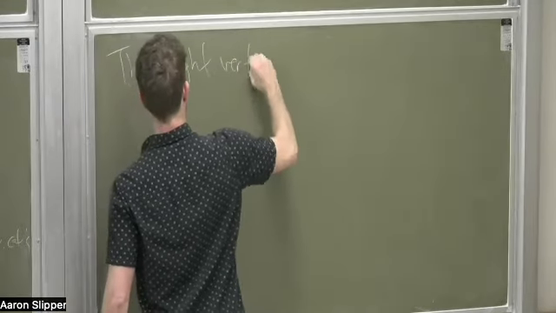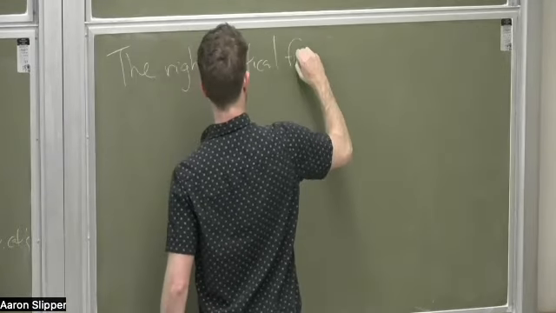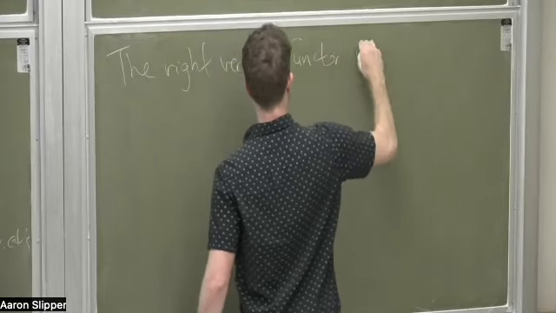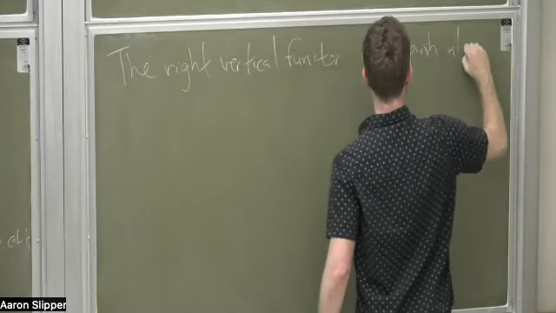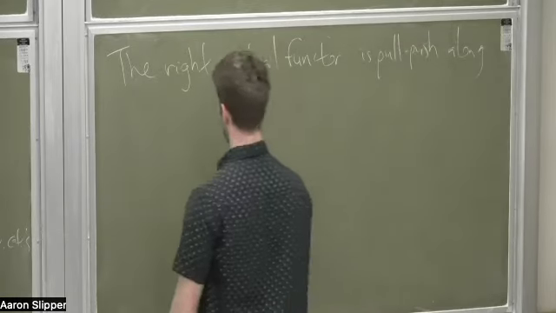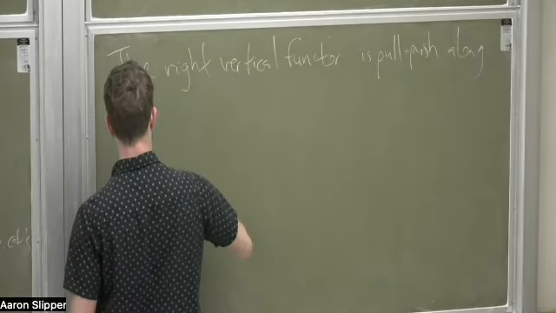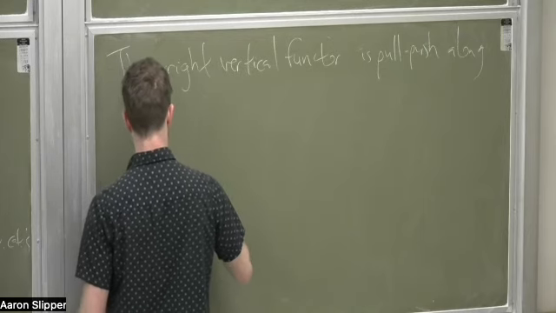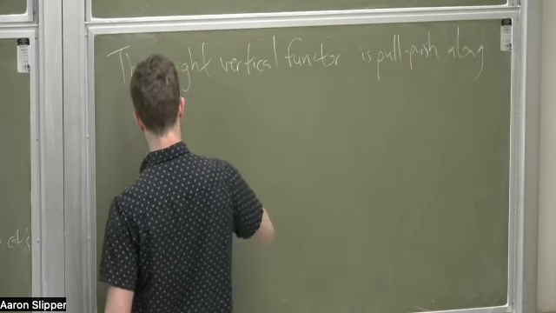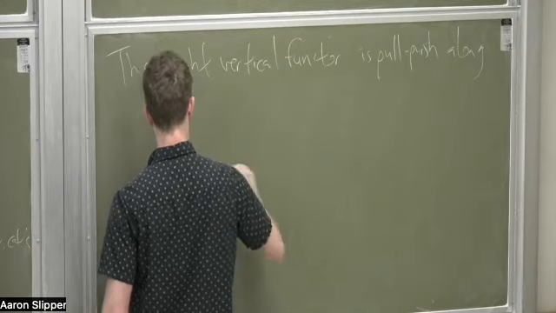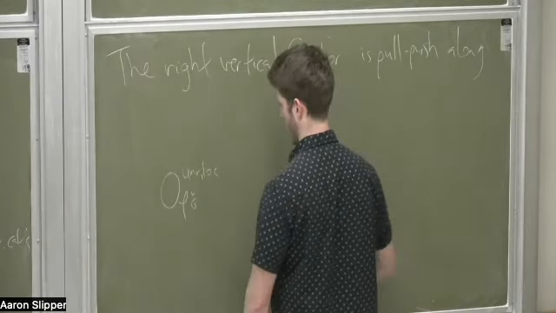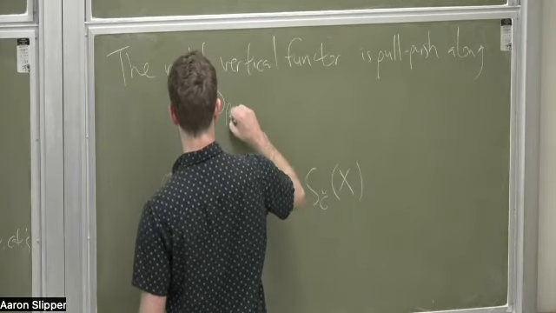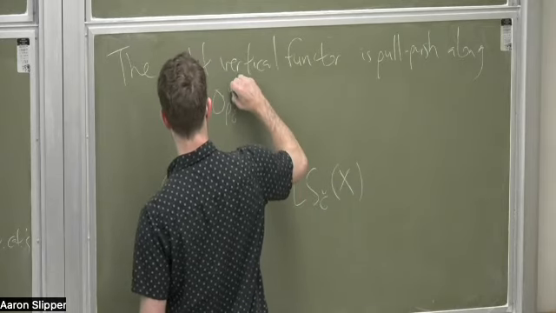So the right vertical functor will push along correspondence. So it goes like this. I have ramified local opers here, and I have global local systems here, and then upstairs I'll have this thing that I call ramified global opers.